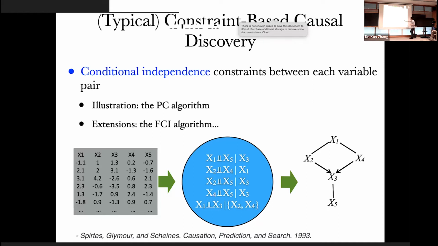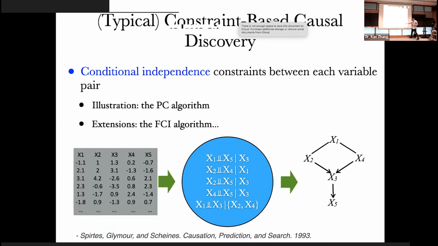Why? Because if you change any direction here, then without the condition of x3, you cannot make them conditionally independent, because there is a way for them to communicate with each other, right? Either this way or that way or this way. You have to condition on this guy in order to make them conditionally independent. But now that's not the case. Then the directions must go this way. So this is the V-structure.